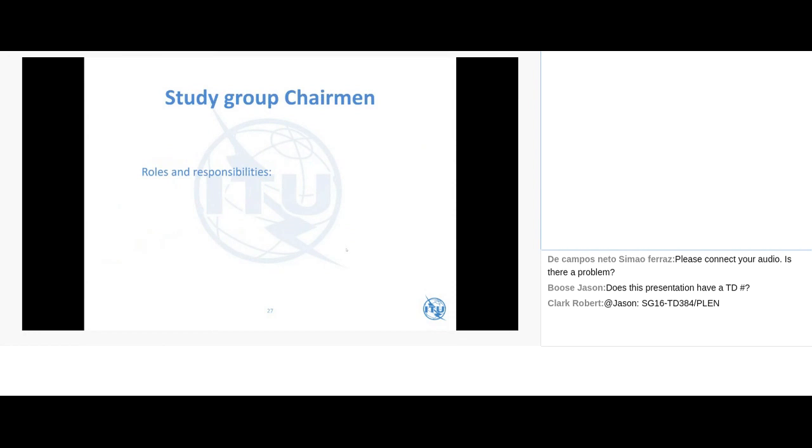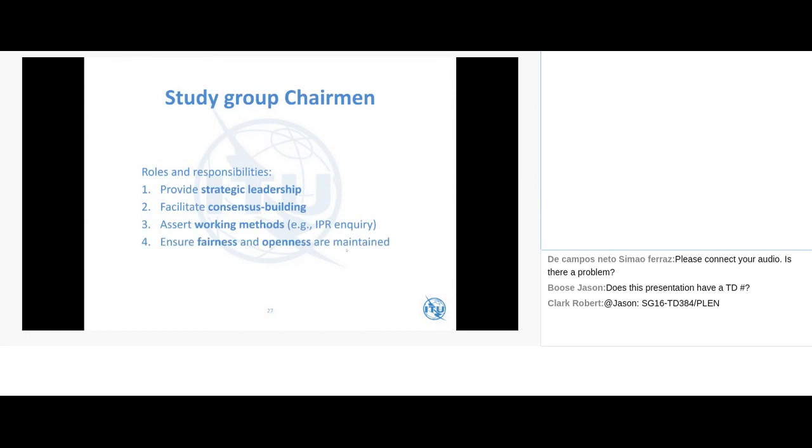The senior leadership roles are fairly well understood. So study group chairmen are responsible for providing strategic leadership for the whole of the group. Their job is to facilitate consensus building, either directly or through nurturing an environment of consensus building among the other experts. Their job is to assert the working methods. One trivial example is the use of the intellectual property rights inquiry, making sure that all of the procedures are followed to make sure that all of our decisions are legitimate. They're there to ensure a more general and more abstract concept of fairness and openness across the study group.